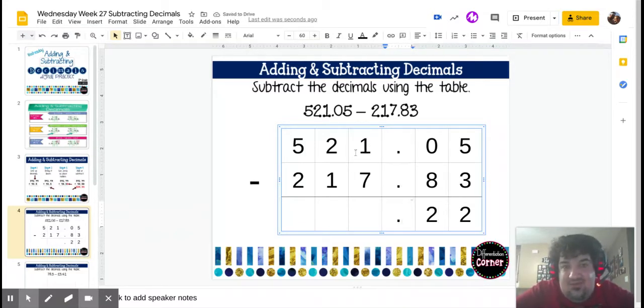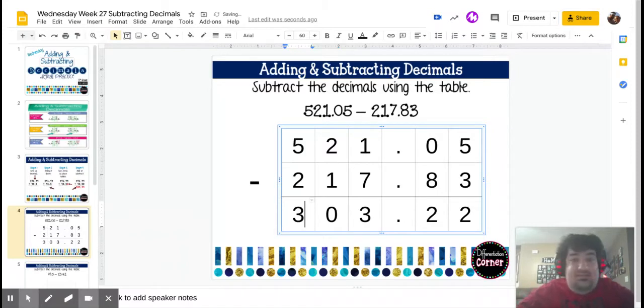And since this is now gone, so this is now 0, I got to come over here. So that's a 1. So that makes that 10. 10 wholes minus 7 wholes gives me 3. 1 minus 1 is 0. And 5 minus 2 is 3. So, all right, guys. So, I have 303 and 22 hundredths.